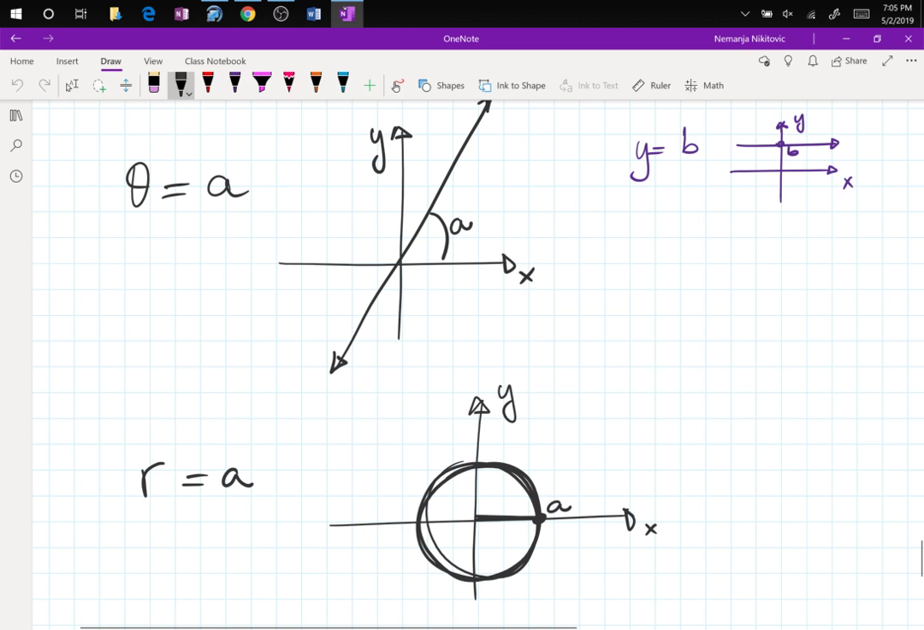What do you have to do? How much do you have to suffer to differentiate and integrate a circle in Cartesian rectangular coordinates?